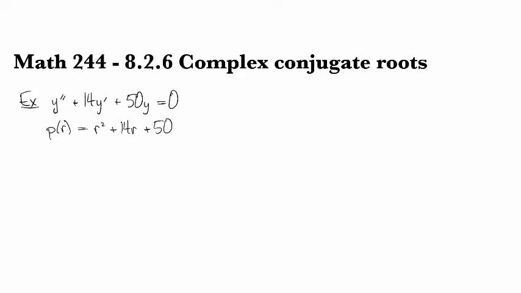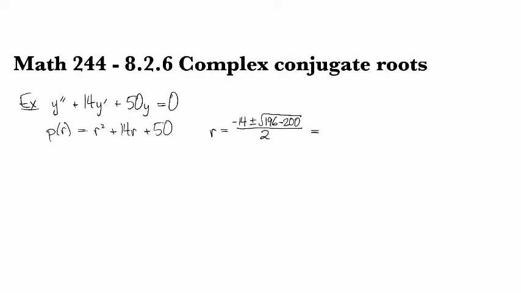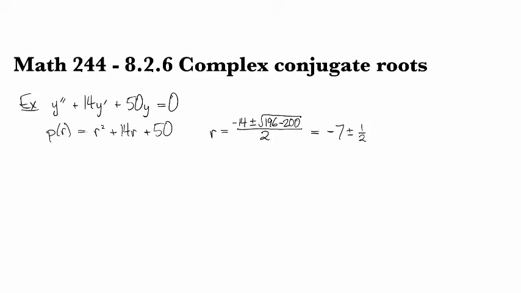What do we do? Well, I can fall back on the quadratic formula. So we go to the quadratic formula, and this is going to be minus 14 plus or minus the square root of 196 minus 200, all divided by 2. And so this gives you minus 7 plus or minus 1/2. And when we look in the radical here, what's underneath is minus 4.